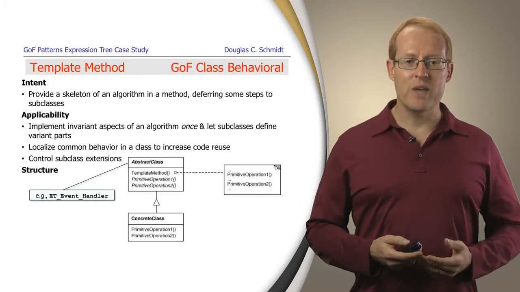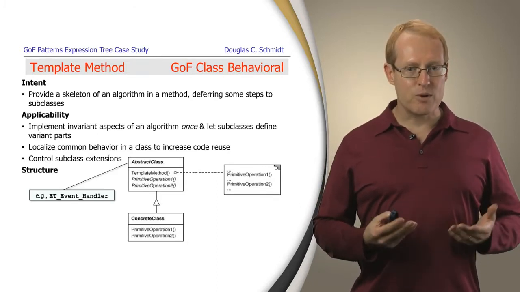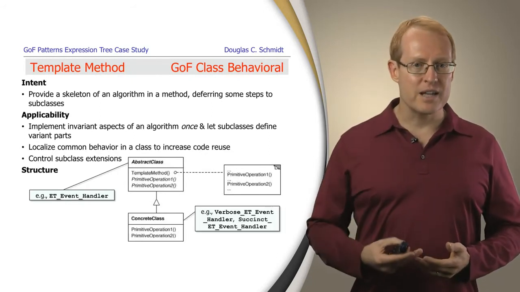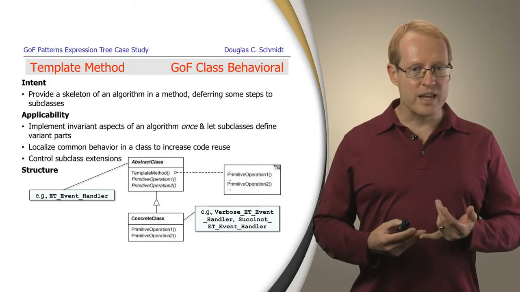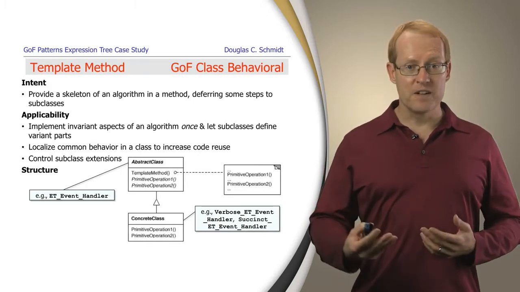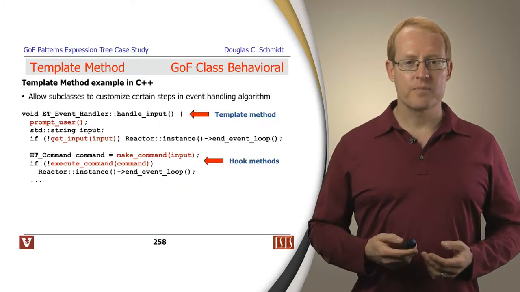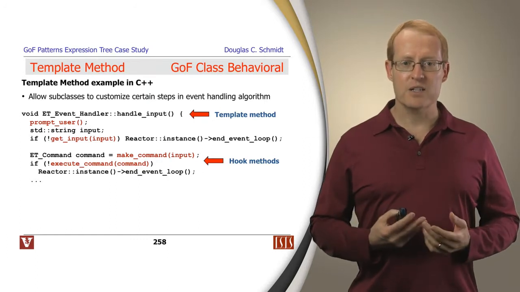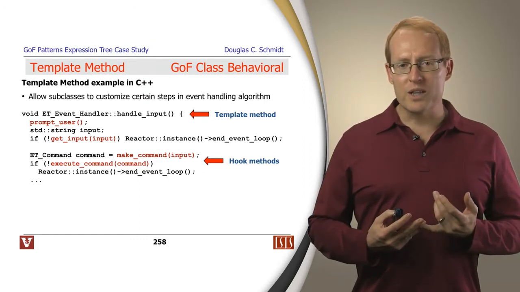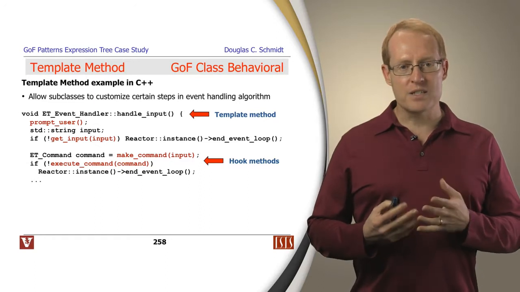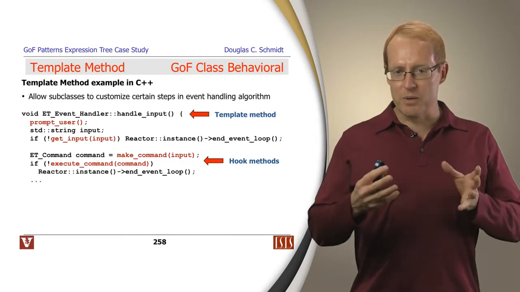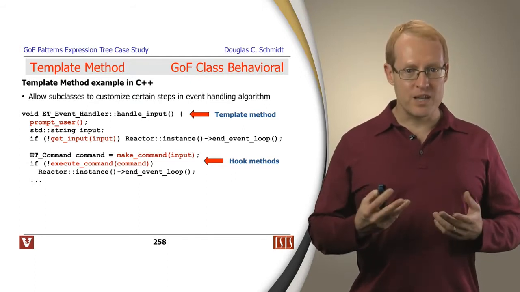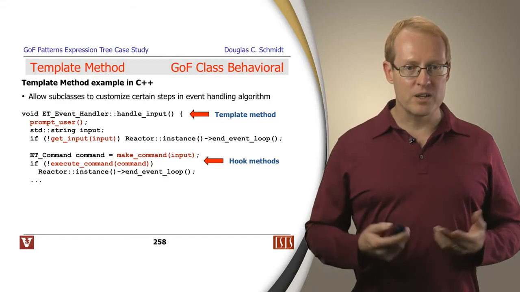In our particular example, we have the ET event handler, which is the abstract class, with the handle input method, that's the template method. And then we can subclass the various types of succinct and verbose event handlers and fill in and override some of those methods. So let's take a look at how we might implement this particular pattern in C++ in the context of our expression tree application. We're going to allow subclasses to override some of the steps in the algorithm. So here's a slightly easier to read illustration of the handle input method, which is the template method, which calls the various hook methods in a certain order.